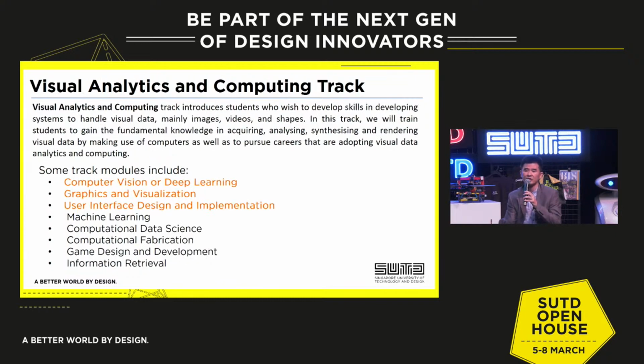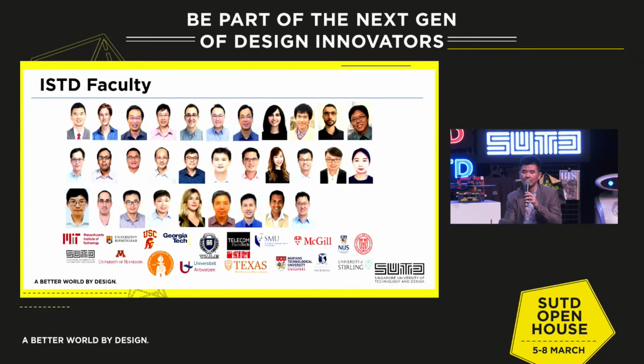And the last track is visual analytics and computing. Why is this important? Because we're going to have a lot of use of visual data, because of the wide range of cameras for image, video, and shapes. You actually can do a lot of synthesis, analyzing, and rendering. So this is another track that students will take: computer vision, graphics, visualization, user interface, and implementation.